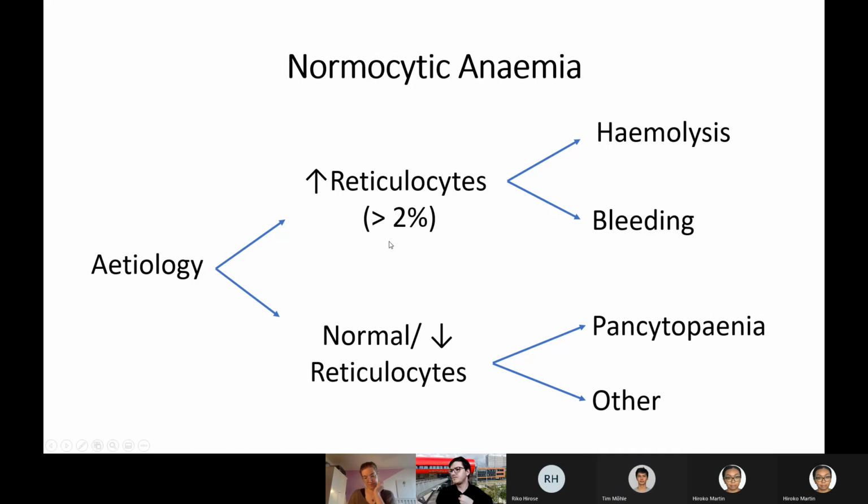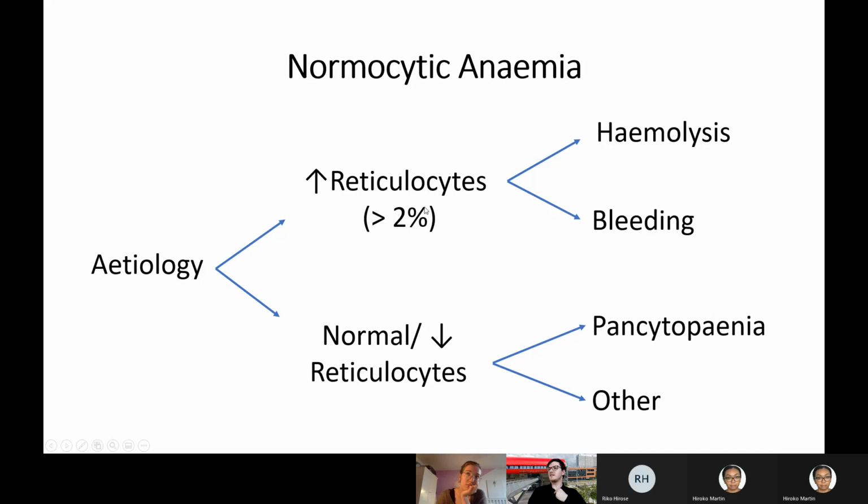All right, so in normocytic anemia, since we're talking about differential diagnosis, we have to divide this normocytic anemia into two to make our life a little bit easier. If we have increased destruction of red cells, then we have to see some sign that our body is trying to respond by making more. And that sign will be increased reticulocytes, which are the precursors to red blood cells.